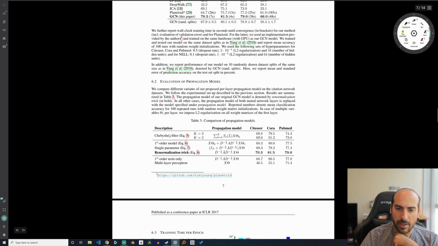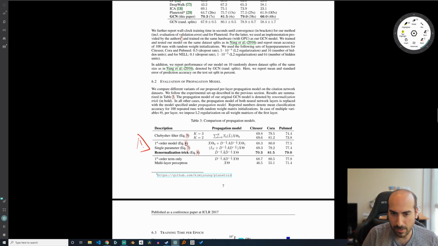So here, for example, they're saying with the Chebyshev filter, this is the propagation model, and then you take the first order model. It's funny that it's making the performance better. You'd expect it to make it worse, but then they're saying, okay, well, we take a single parameter and then we do the renormalization trick. I actually really like the way they presented results here. I like how they're referencing different equations. I think this is a very important chart. So let's go see, oh, actually they even had it here.